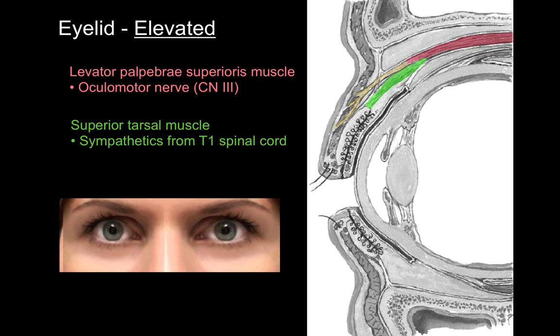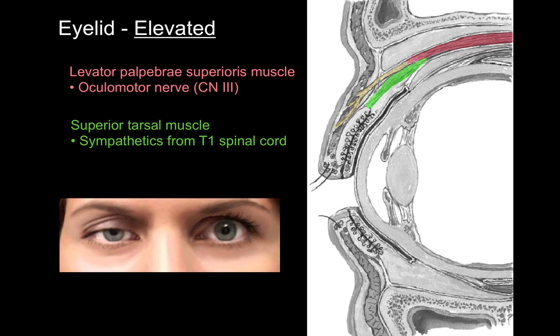The green one below, the superior tarsal muscle, is smooth muscle, and it is innervated by sympathetics from the T1 spinal cord level. So these are all sympathetics that come up the cervical sympathetic chain and then hug arteries and follow all the way up into the head and will innervate this muscle, also to keep the eyelid open. You think of a sympathetic reaction, you want as much light getting into your eye as possible, so it helps keep your eyelid up. If you knock out either one of these, the oculomotor nerve 3 or sympathetics coming up to the head, it results in a droopy eyelid.